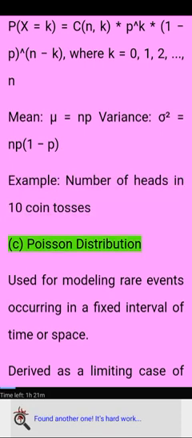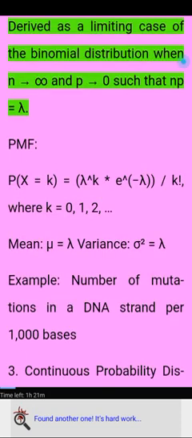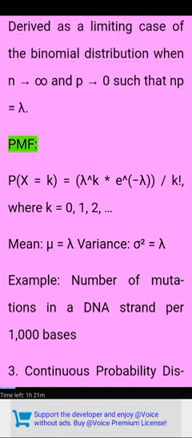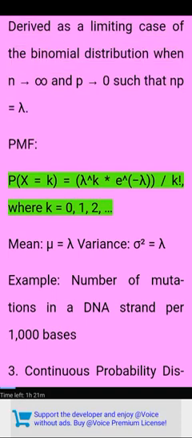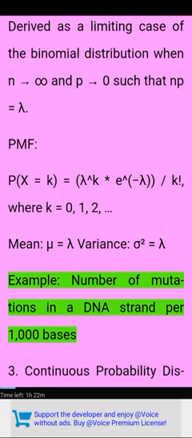C. Poisson distribution. Used for modeling rare events occurring in a fixed interval of time or space. Derived as a limiting case of the binomial distribution when n tends to infinity and p tends to 0 such that np equals lambda. PMF: P(X equals k) equals lambda^k times e^(minus lambda) divided by k factorial, where k equals 0, 1, 2, and so on. Mean mu equals lambda, variance sigma squared equals lambda. Example: number of mutations in a DNA strand per 1000 bases.